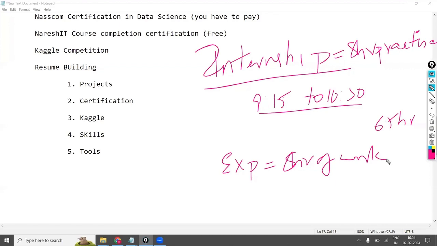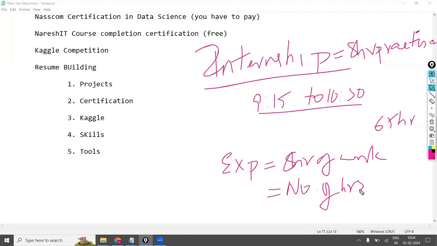Experience means not the number of dates or number of years. The number of hours of work is called experience. Experience meaning is how many hours of work you have done. That is called experience. Not the number of days you have worked. Not days or months or years.